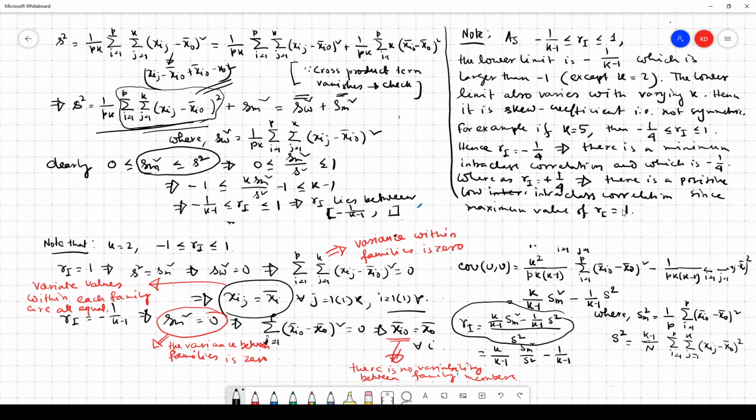And we already discussed what is the difference between intraclass and interclass. This is an ordinary correlation coefficient, and it is intra because we consider more than two members in each family. So this is not interclass or ordinary. This is called intraclass correlation coefficient.